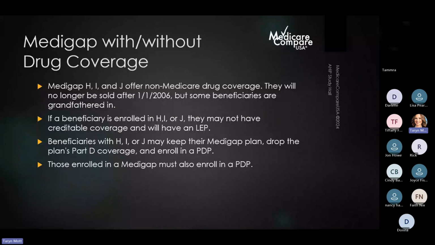Beneficiaries with H, I, or J may keep their Medigap plan, drop the plan's Part D coverage, and enroll in a standalone PDP. Those enrolled in Medigap must also enroll in a PDP, or they'll be exposed to a late enrollment penalty.